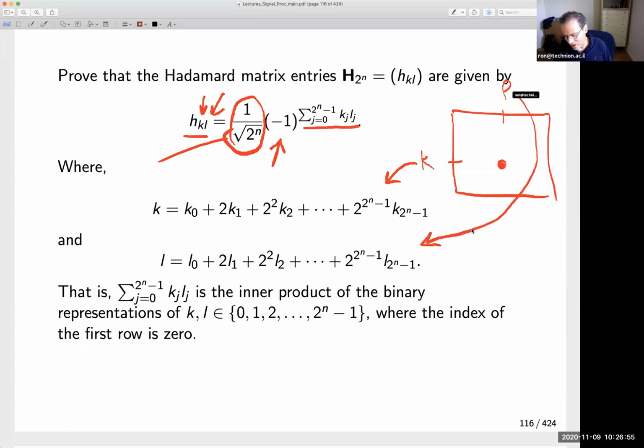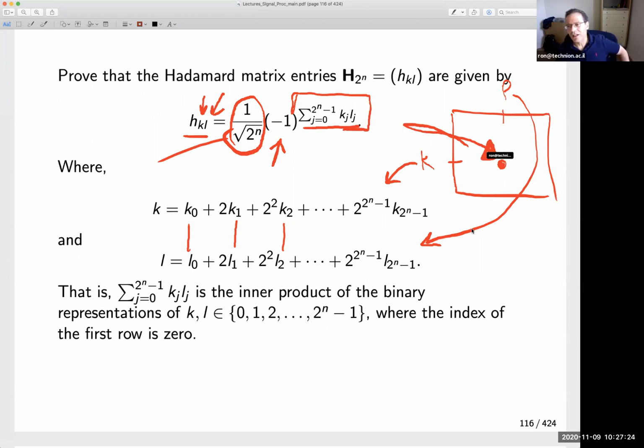Each and every integer can be written in a binary representation. Now, what I need to do is sum up the multiplication of these coefficients. Summing over the multiplication of these coefficients would give me the power of the -1 that I need to take in order to get this element. Is it important? No, it's not so important.